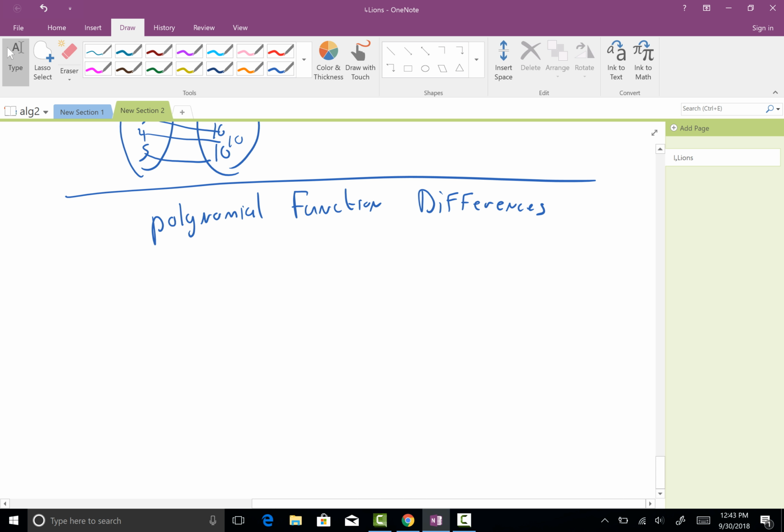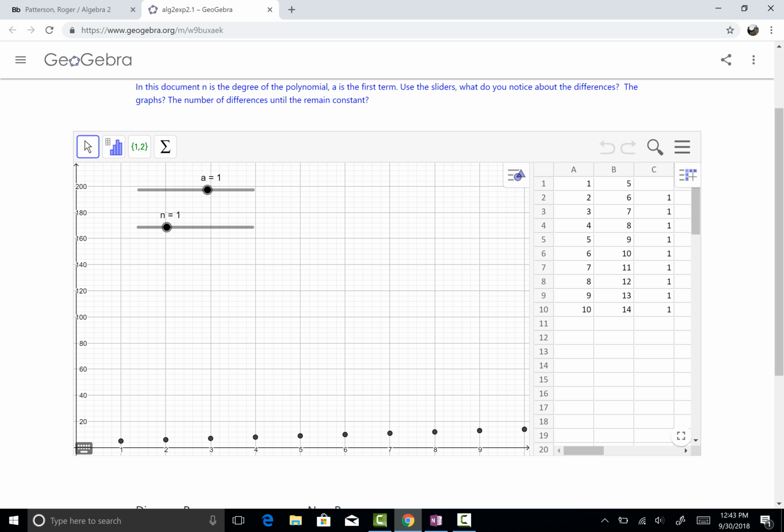And we wanted to look at this GeoGebra document for this. So I pulled this up, and here it is. Now here we have a couple sliders. We have a graph, and we have a spreadsheet. Okay, so here's my domain, and here's my range. And I have this x and y sort of relationship, right? That's a function. The C column here represents the differences between these numbers.